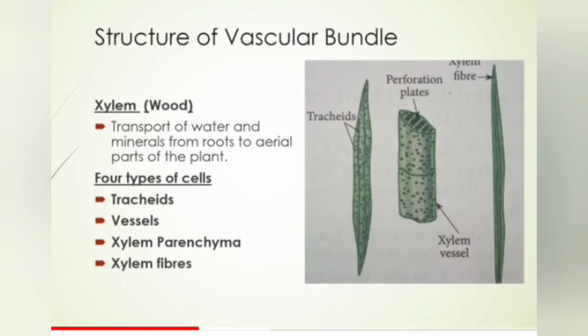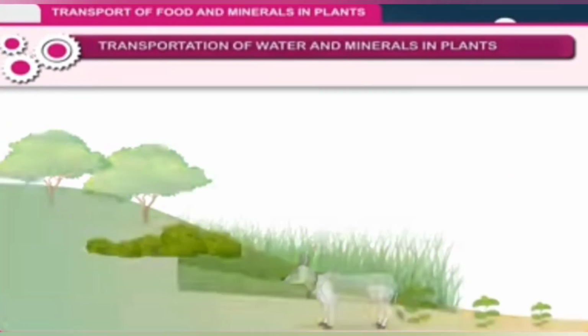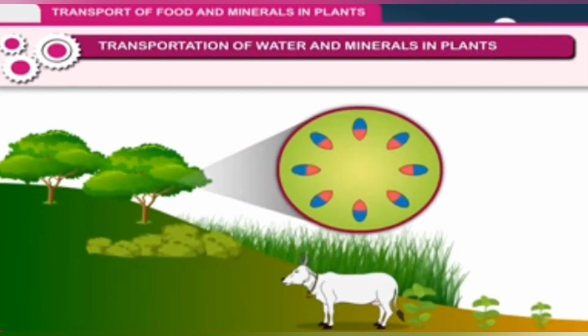Vessels are the most important cells of the four types of xylem elements. The transverse walls between the vessel elements are partially or fully dissolved to form continuous channels or water pipes. Transportation of water and minerals in plants.